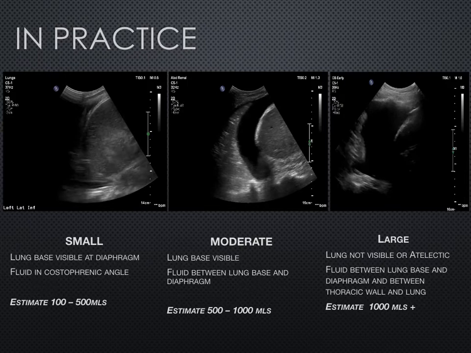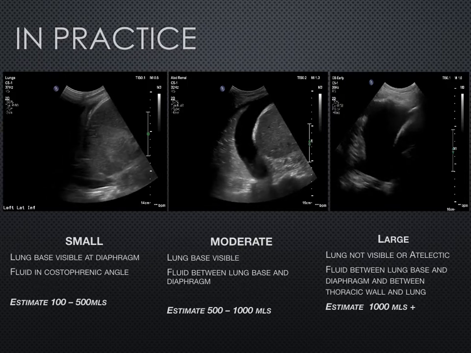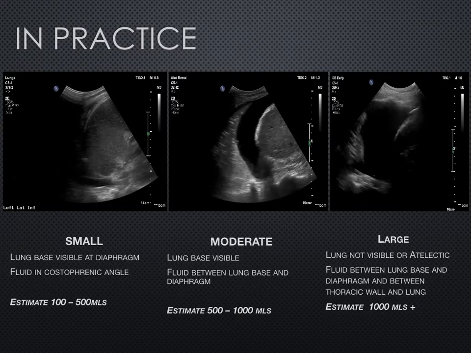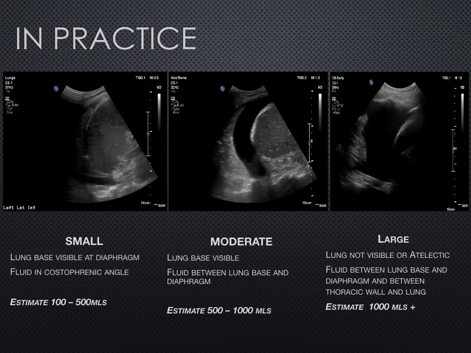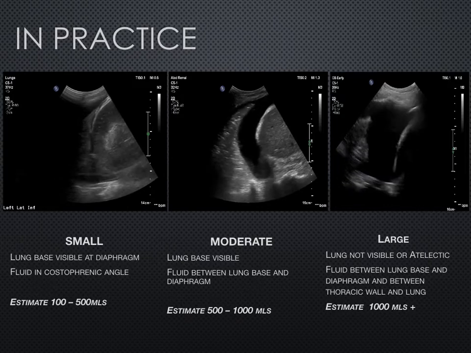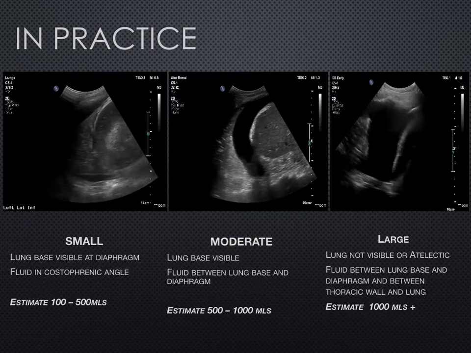Obviously, it depends on the size of the individual and how much of the inferior and posterior aspect you visualize. But in most cases, it's somewhere between 100 and 500 mils, and you wouldn't be justified in draining that amount of fluid.